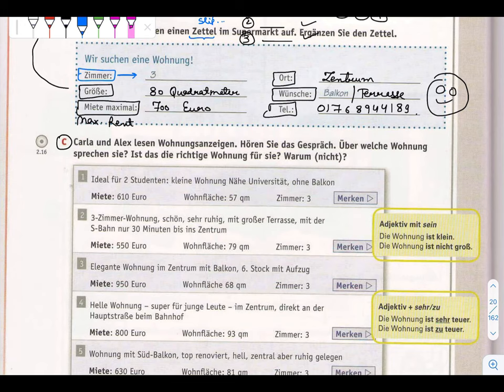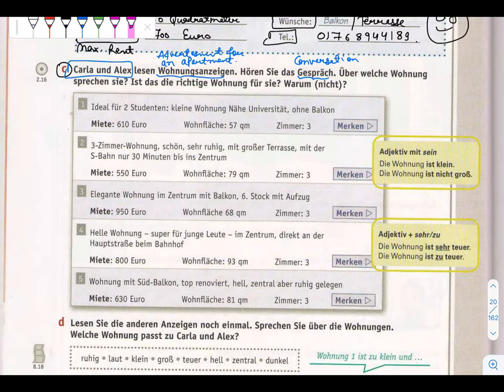So, now Carla und Alex, they are reading an advertisement for an apartment. We need to hear the conversation. Gespräch means conversation. And über means about, which they are speaking. Ist das die richtige Wohnung für Sie? Is that the right Wohnung for them. Why and why not? Okay. For example, they are seeing an advertisement about the apartment, and they both are discussing. And we need to check whether this is the right apartment for them or not. Aufgabe 3c.